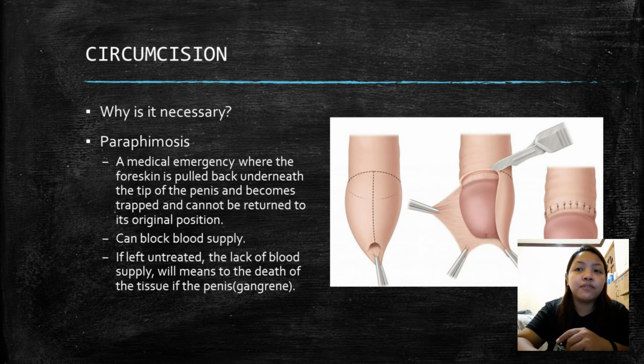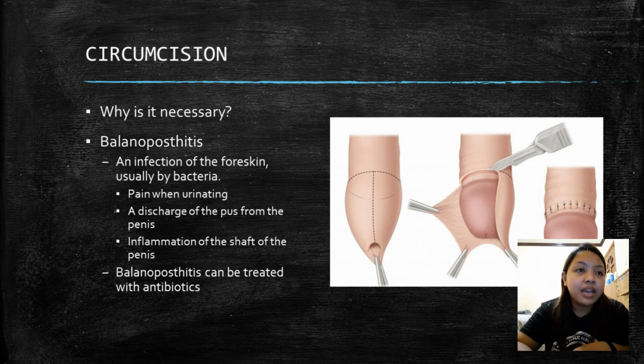Next is balanoposthitis. It is an infection of the foreskin, usually by bacteria. Symptoms of balanoposthitis include pain when urinating, a discharge of pus from the penis, and inflammation of the shaft of the penis. Balanoposthitis can be treated with antibiotics. Most boys do not have further infection. Circumcision is usually recommended only if a boy has repeated infections.